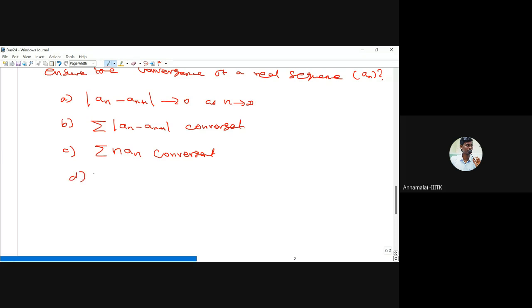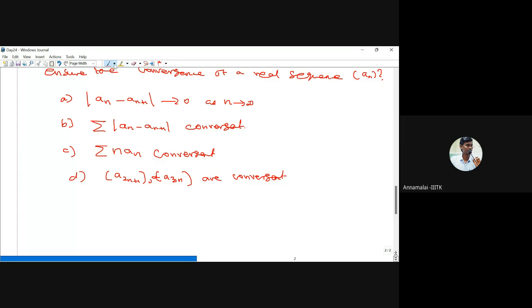Then the last one is, suppose the subsequences a2n plus 1 and a2n and then a3n are convergent subsequences. So from this, can we conclude an is convergent?